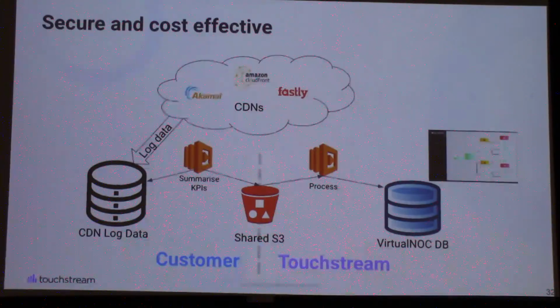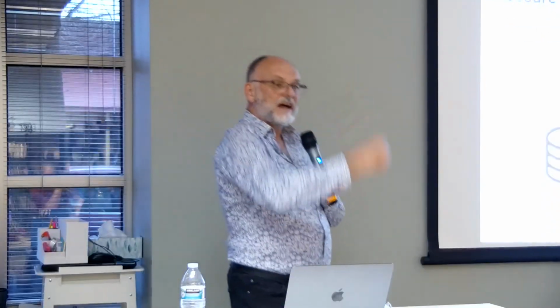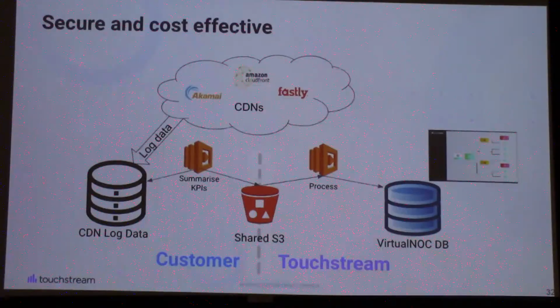So the CDN log data flows from CDNs to the customer. There's this wonderful line. You can see the line in the middle there between customer and Touchstream. CDN logs flow to the customer's log analytics solution. We just inject a little bit of a summarization engine there, typically a Lambda function that's triggered on a cron tab type thing to summarize that data and pull out KPIs.